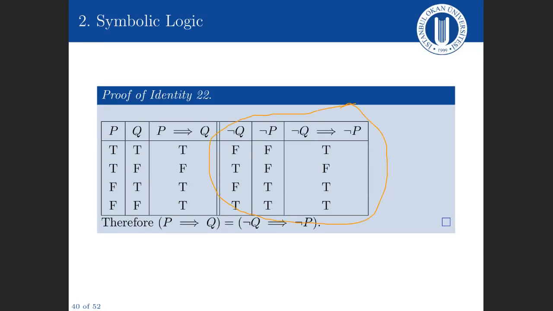Looking at the right side, does false imply false? Is that correct? Yes. True implies false. That's not correct. False. False implies true. Yep, that's okay. True. True implies true is true. We have column 3 and column 6 being exactly the same. True, false, true, true. So these two properties must be exactly the same. P implies Q is the same as not Q implies not P.